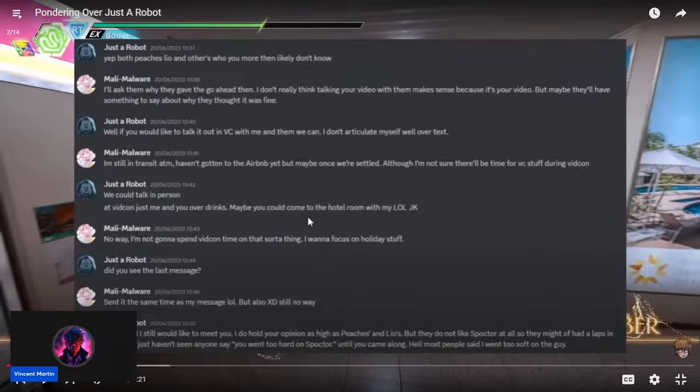Maybe you could come to the hotel room with my hola JK. Not edited, by the way, so clearly intended. At least that's what I'm getting from this. So I am going to put her in here. No, there's her first no. You should have known right away. No way. I'm not going to spin. So this is to the room thing. Of course, she would deny that.